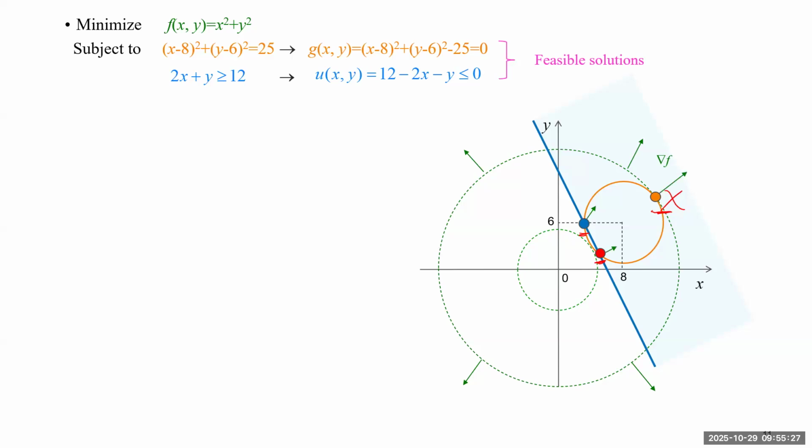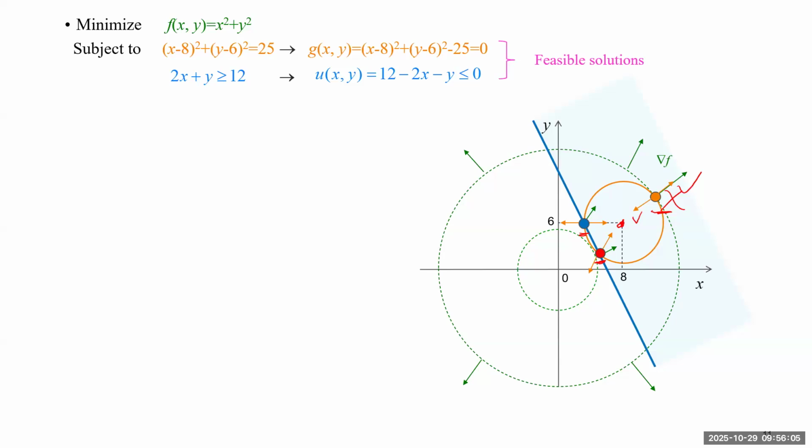I draw the green arrows to indicate the directions in which the cost function f can increase its value. So without constraints, those points cannot be solutions, right? Because we have to move them in the opposite direction to reduce the cost. But because we have equality constraints, which is equivalent to adding 2 arrows to each point, one is pointing to the center of the circle.